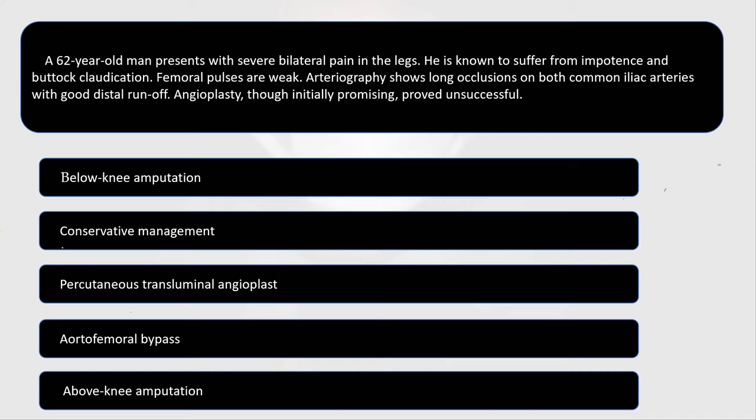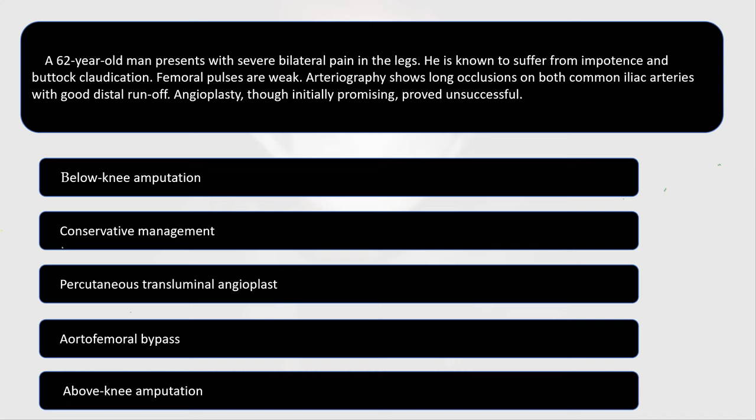Go on, Navidia. A 62-year-old man presents with severe bilateral pain in the legs. He is known to suffer from impotence and buttock claudication. Femoral pulses are weak. Arteriography shows long occlusions on both common iliac arteries and good distal runoff. Angioplasty, though initially promising, proved unsuccessful. The options are below knee amputation, conservative management, percutaneous transluminal angioplasty, iliofemoral bypass, or above knee amputation. It is iliofemoral bypass.